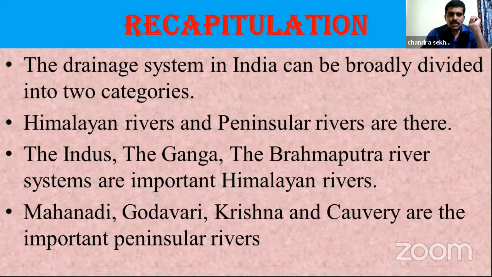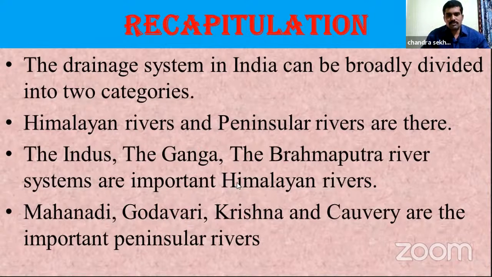The important Himalayan rivers are the Indus River, the Ganga River, and the Brahmaputra River systems. Then Mahanadi, Godavari, Krishna, and Kaveri are the important peninsular rivers. Children, this is about today's class. So simply we can understand Himalayan rivers and peninsular rivers, what the important Himalayan rivers are, what the important peninsular rivers are, and what the characteristics of Himalayan rivers and peninsular rivers are.